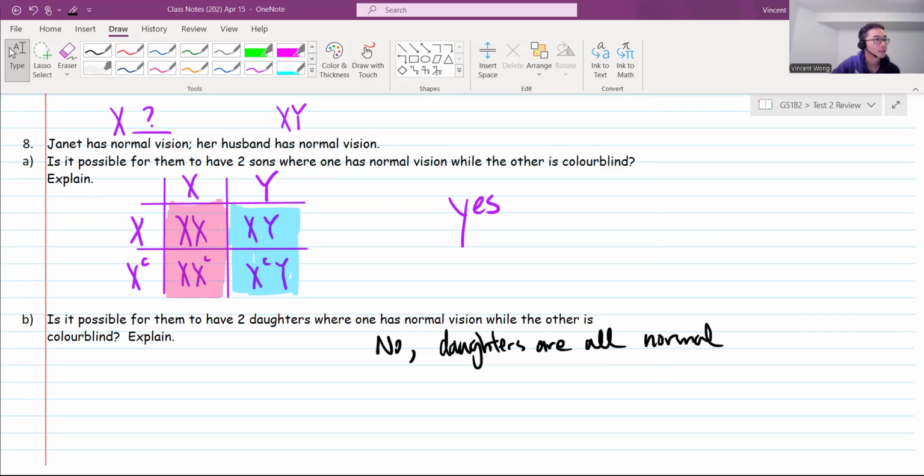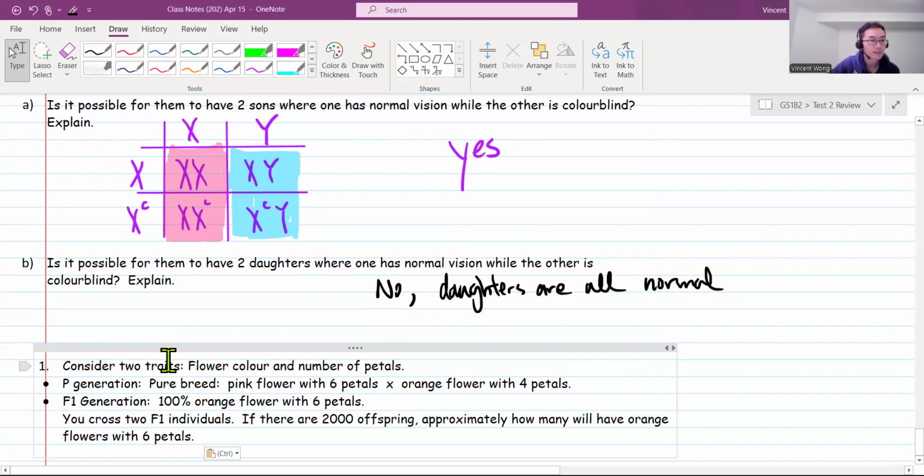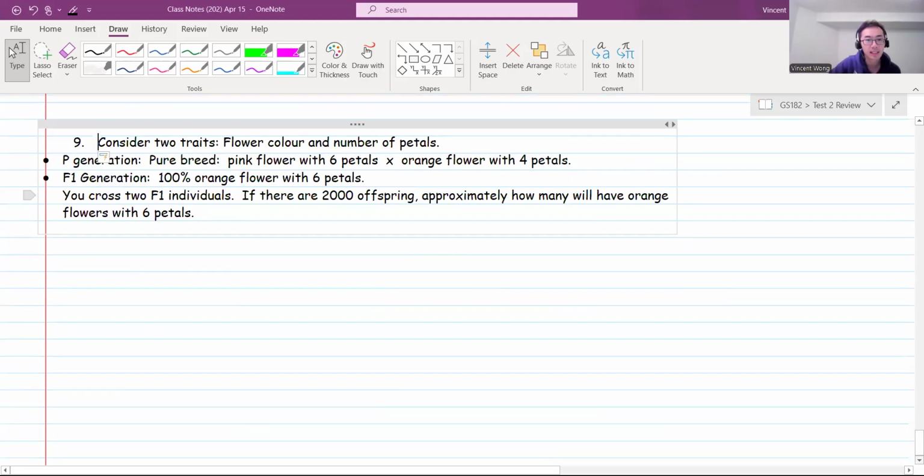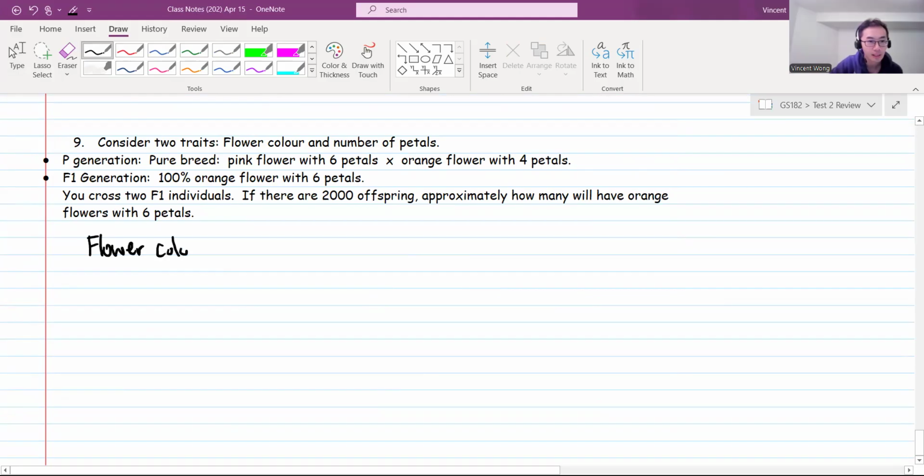We're gonna do another question right here. This is number 9. Consider two traits: flower color and number of petals. So you should write it down on the test, whatever the two traits are. Flower color, number of petals.